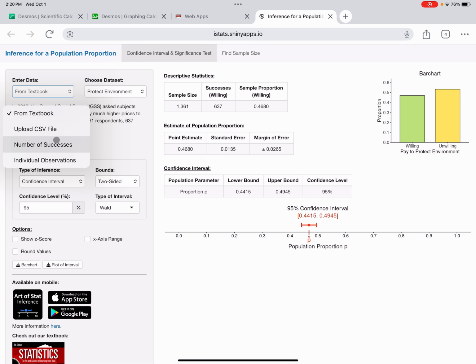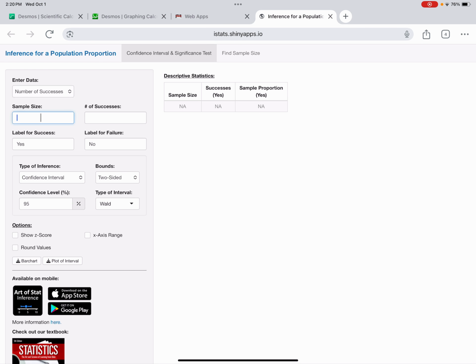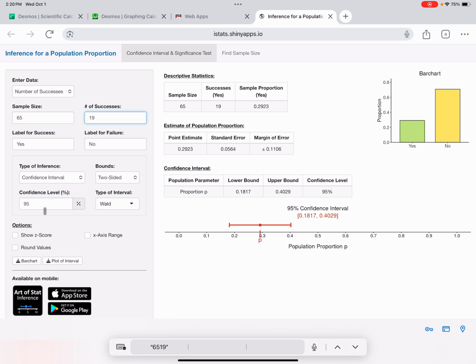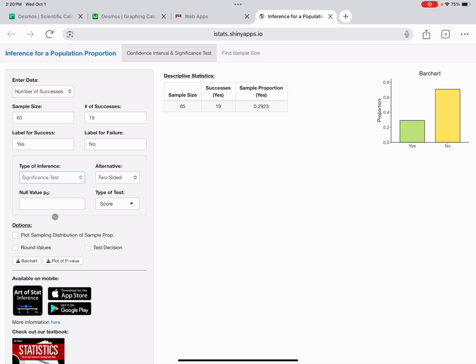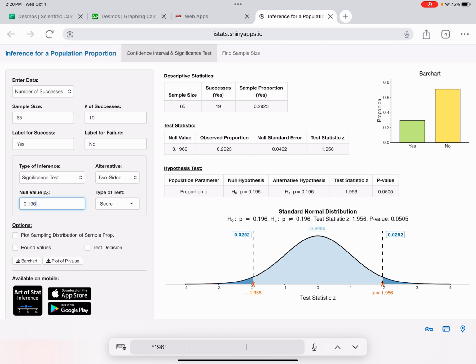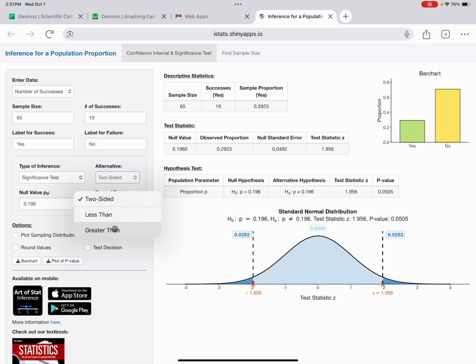Okay, so I want to do my own example. We had a sample size of 65 children. 19 of them were overweight. I don't want a confidence interval, I want to run a significance test. The null hypothesis said that p equals 0.196, and we wanted to know if the proportion is actually bigger than that, so greater than that. And so we can check our alternative hypothesis here. That looks good. And so we get a p-value of 0.0252.